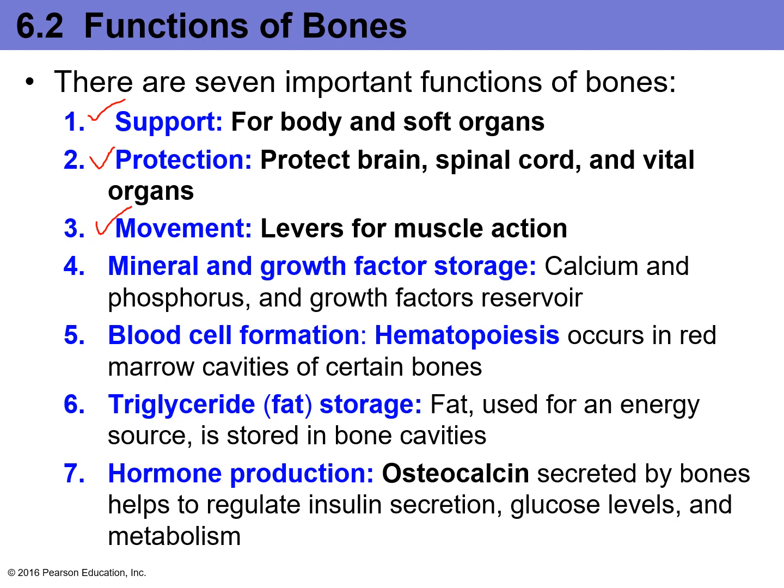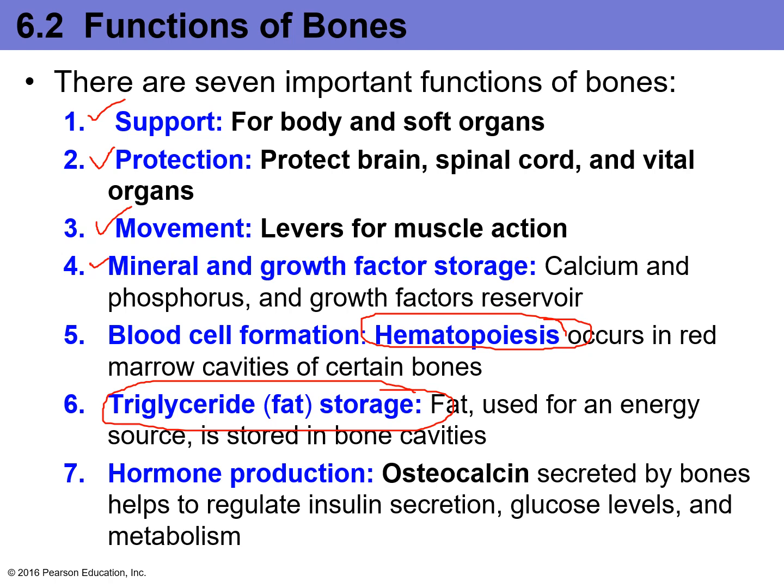We also see that due to their calcium and phosphorus reservoirs, they can act as a mineral and growth factor storage, as well as the fact of it being able to house red bone marrow. It will allow for hemopoiesis, which is the formation of blood cells. Now you have red bone marrow and you have yellow bone marrow. Yellow bone marrow is actually composed mostly of adipose tissue. So this allows for fat storage within the bones as well, which is an excellent way of harboring extra energy sources for later use.